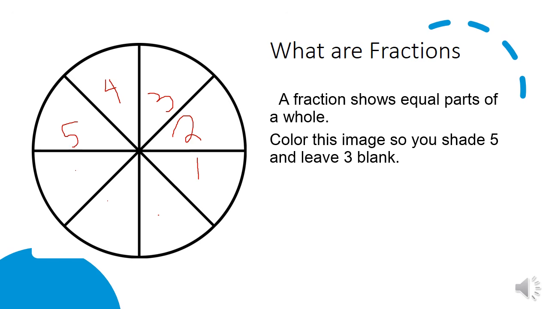Now since we left 3 blank, we do 3 plus 5, which is 8. That's the total parts that we have, which makes it the denominator, alright? And then the parts that we already shaded, or the parts that we have, is 5. So that gives us a fraction of 5 over 8. I'll explain how we get this, but just wait.